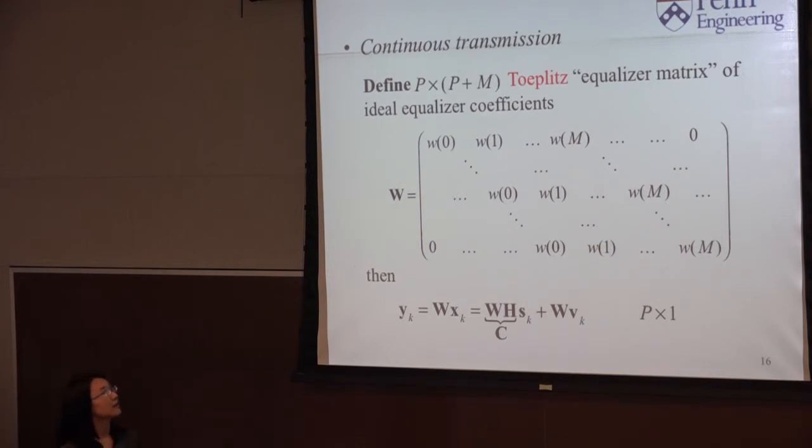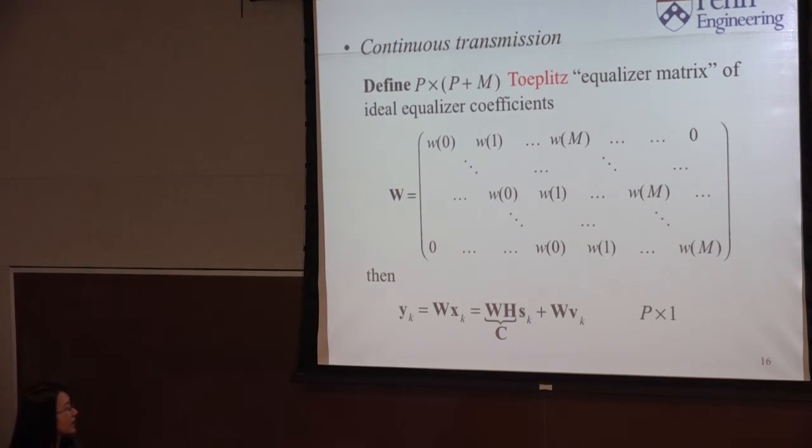Okay, then this idea could also be used for continuous transmission, which is more normal and practical. So for example, if we define a P times P plus M Toeplitz equalizer matrix, like here, where the vector in each row is a shifted version of the others, and the coefficients are from the equalizer vector, then if we apply such a W matrix to the observation vector, we could have a block of equalizer outputs.